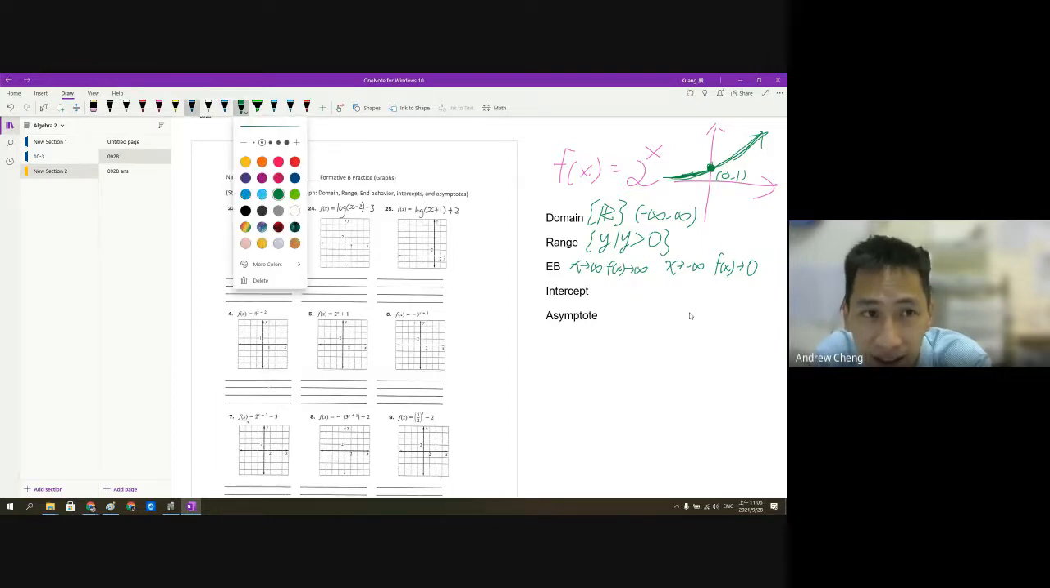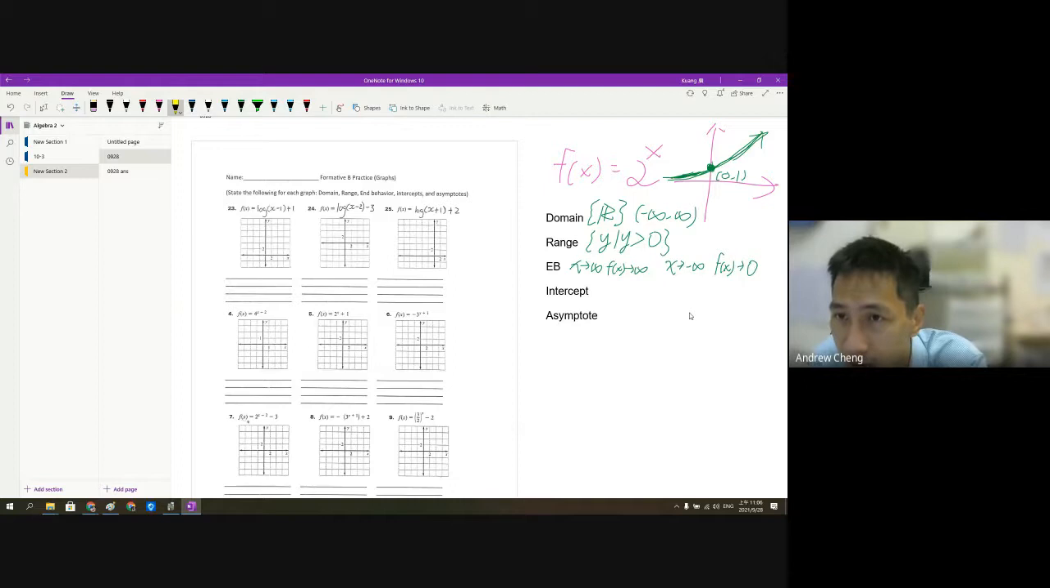If your base is between 0 and 1, for example f(x) equals 0.5 to the power x, then the function looks like this. When x approaches infinity, f(x) approaches 0, because this red graph approaches 0 as x gets bigger and bigger. On the left-hand side, when x approaches negative infinity, f(x) approaches infinity. This is when your b is between 0 and 1.